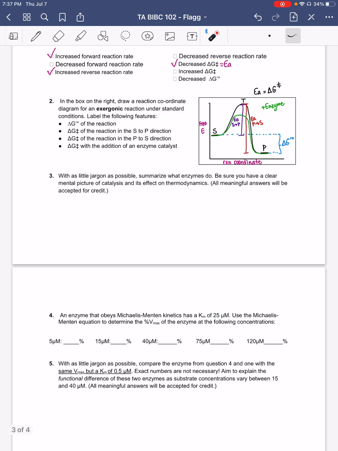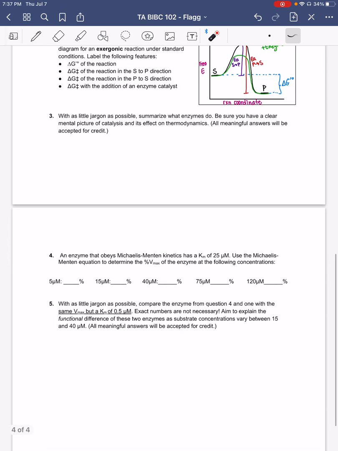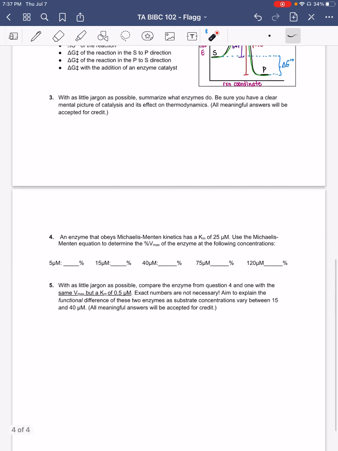Okay, question number 3, it's just asking you what enzymes do in your own words, how they affect catalysis, how they affect kinetics, how they affect thermodynamics. So make sure you write something that is not using as much jargon, but just layman terms, explaining what enzymes do as if you would explain it to, let's say, a 10-year-old. And that exercise will really help you have a deeper understanding of what enzymes are and what they do to reactions.